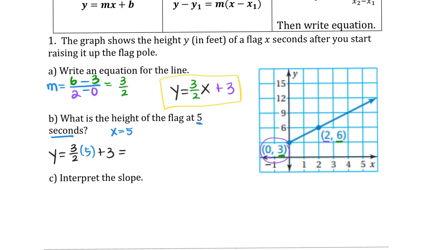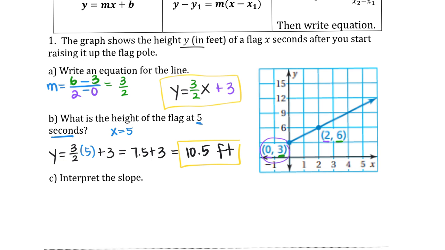Now when we do applications, we do get decimals, so I'm okay if you get decimal answers. If I do 3 over 2 times 5, I get 15 over 2, which is 7.5, plus 3. So I get 10.5. The y value is what? y is feet, 10.5 feet. So at 5 seconds, this should be 10.5 feet. I'm going to look at the graph just to check my answer. At x is 5, that could be 10.5 because it's somewhere between 9 and 12.